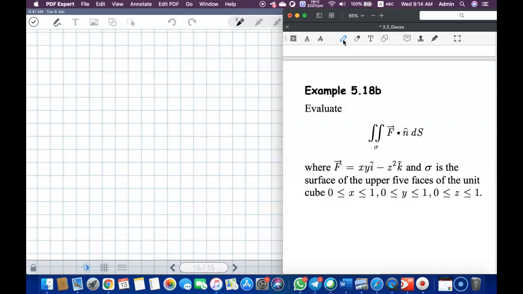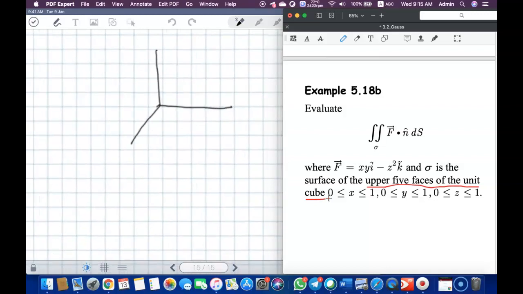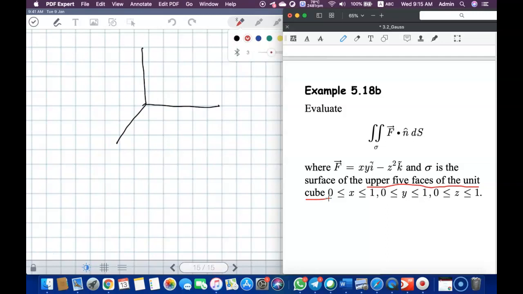What does it look like? Upper 5 faces of the unit cube. Okay, unit cube. And the values, they are all 1. So this is 1, this is 1, and this is 1. X, Y, and Z.